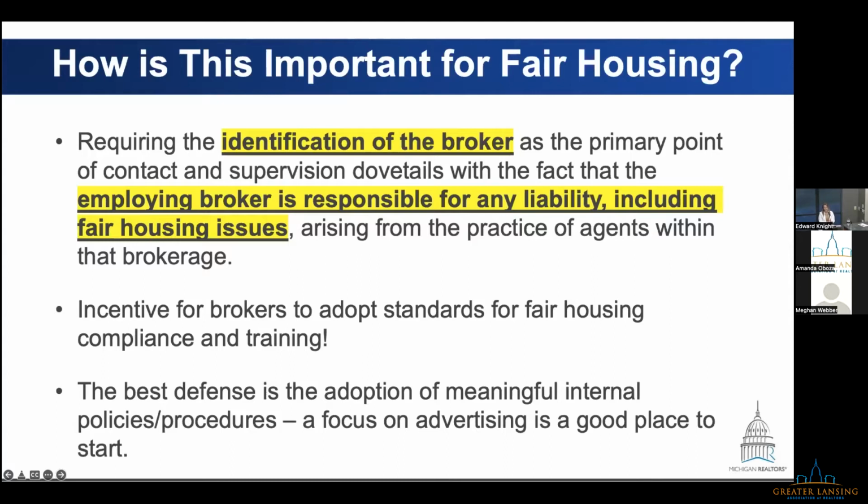We always say that the best defense to a potential fair housing violation is the fact that you have some kind of meaningful policy in place that addresses fair housing compliance. And of course, having these compliance policies in place isn't going to immediately absolve the brokerage and the agents from any and all liability, but it does help to mitigate the risk. And having a focus on advertising is a really good place to start, because that's usually where we see most fair housing violations.